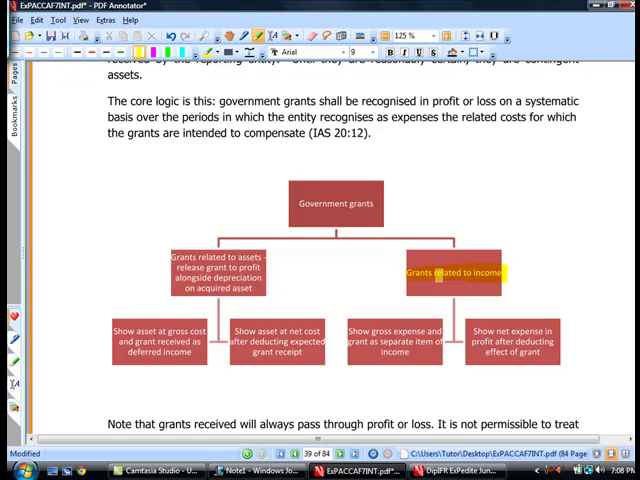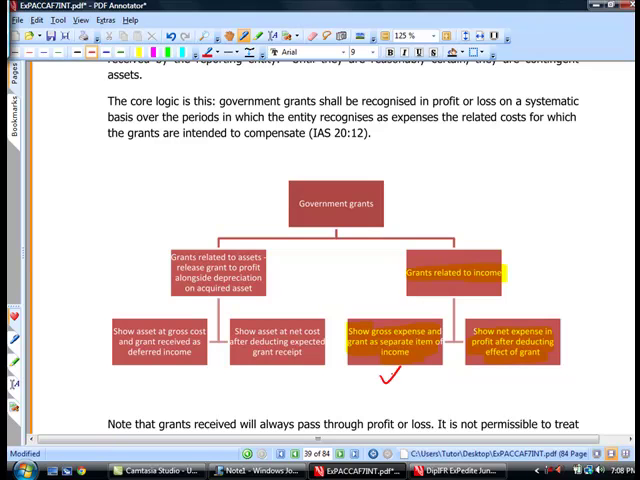developing. And in here, if this is the case, what I will show in the financial statements is the gross expense and the grant as a separate item of income. So I will have income, money coming in from the government, and the expenses for running the operations in that remote area. Or I can show the net expense in the profit after deducting the effect of the grant. I'm actually all in favor of the first choice.